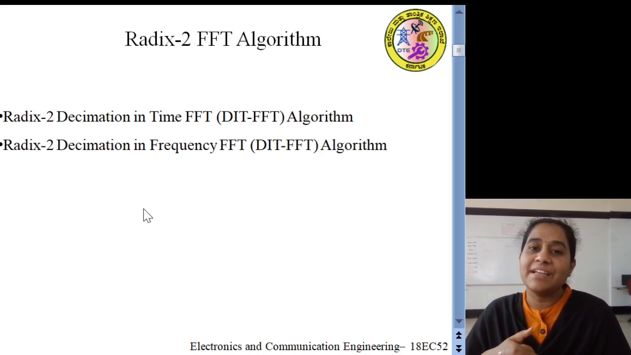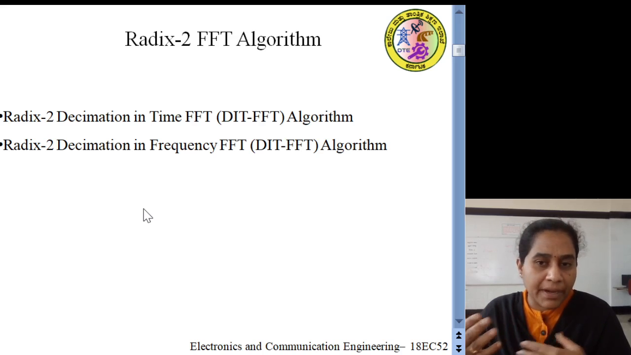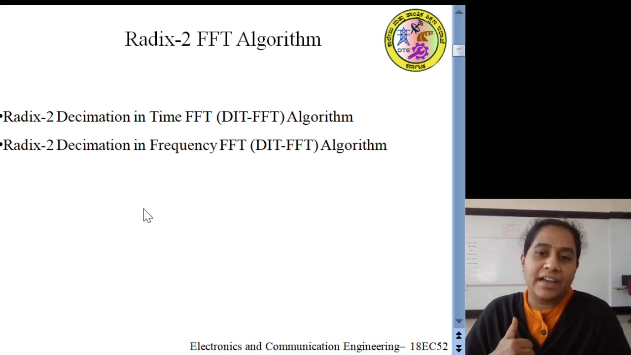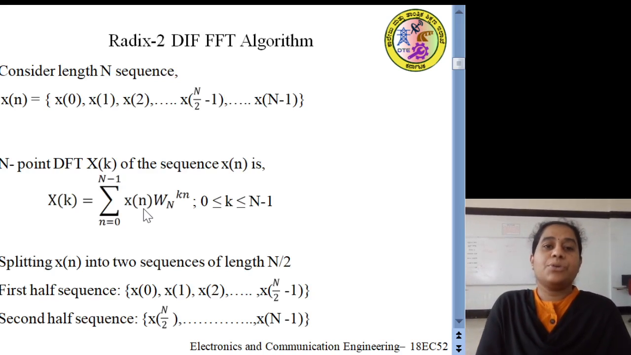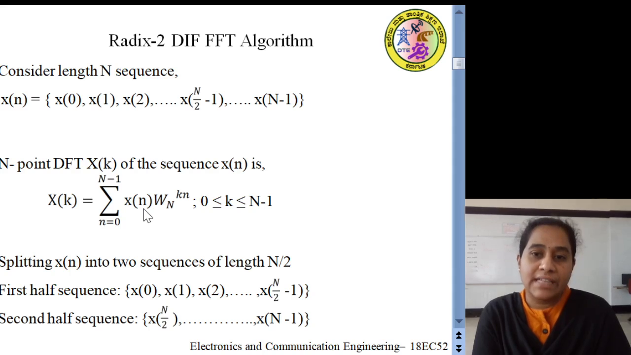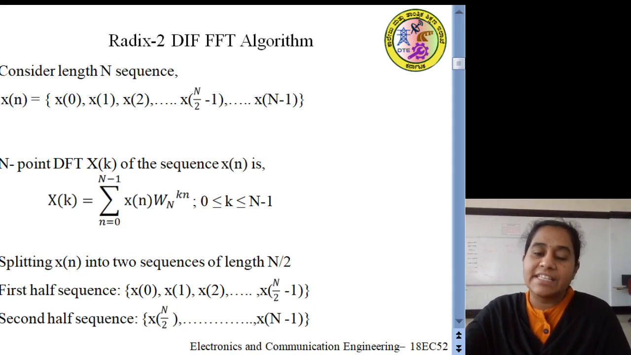This FFT algorithm was developed by Cooley and Tukey. According to the classification, in the previous session we considered the radix 2 decimation in time FFT algorithm in depth. In this session, now let us see the details of the radix 2 decimation in frequency FFT algorithm. To begin with the radix 2 DIF FFT algorithm, first let us consider the sequence x of n, which is having N number of samples.